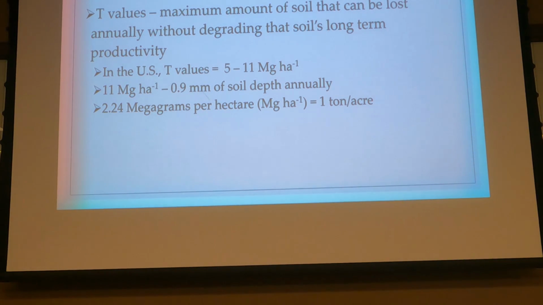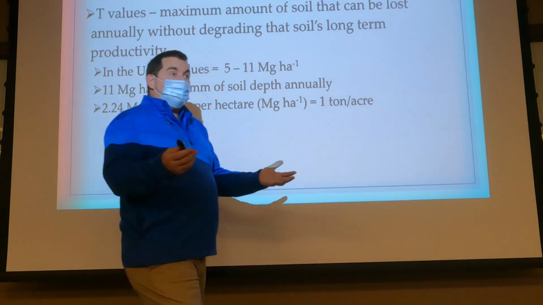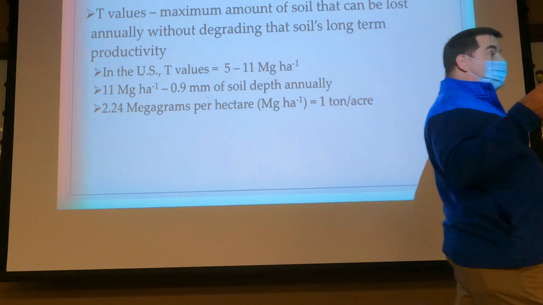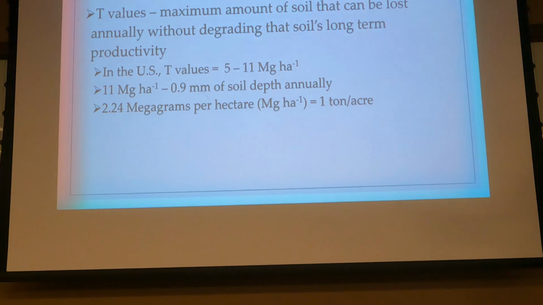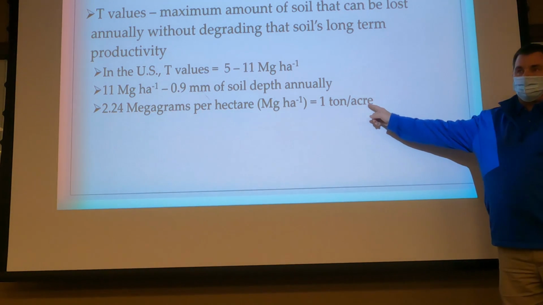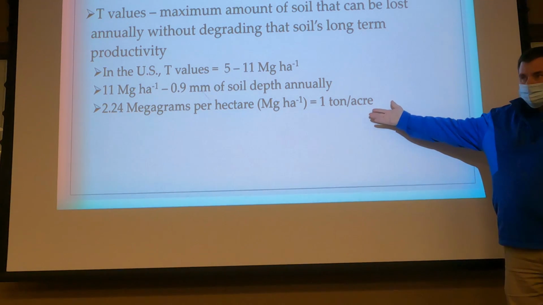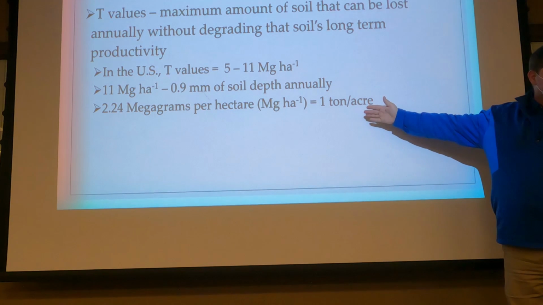What we start with is a t-value. And so this is our threshold. This is what we say, you know what, if we lose more than this amount of soil, we're in some trouble. We cannot sustain the productivity if we lose 5 megagrams per hectare or 5 tons per acre. They're about the same thing.